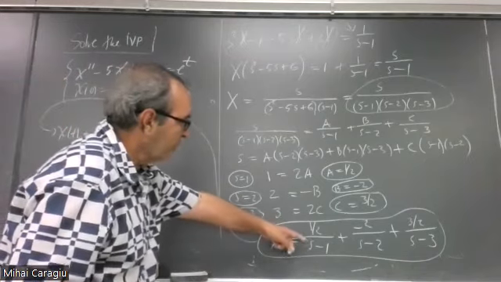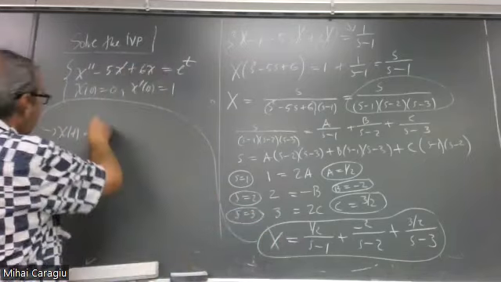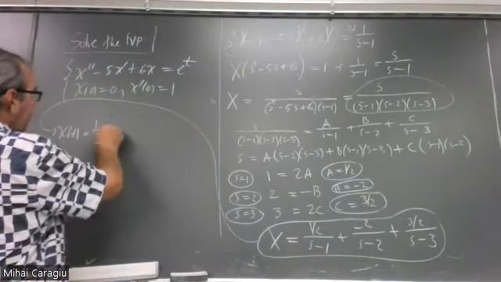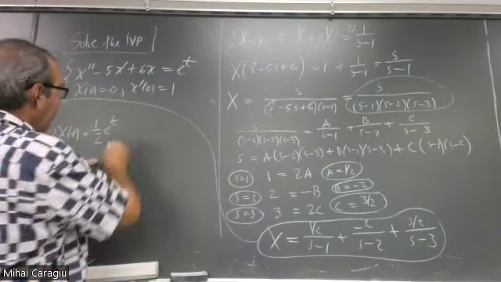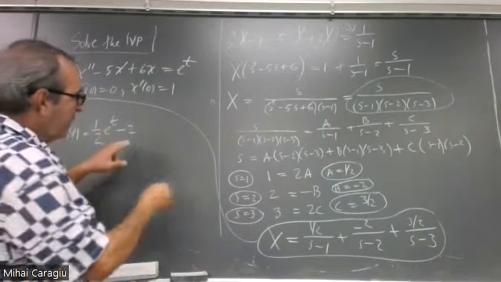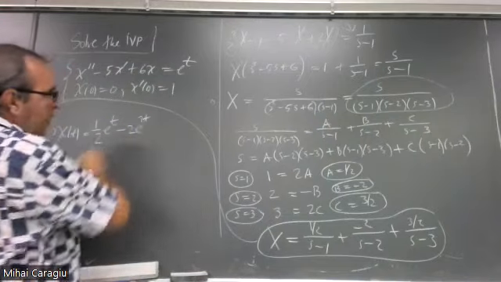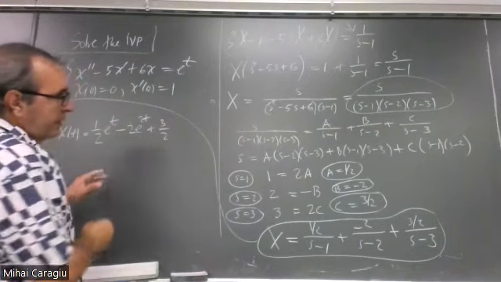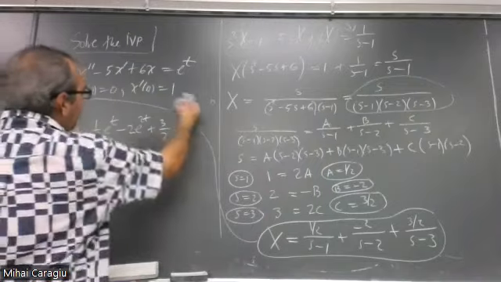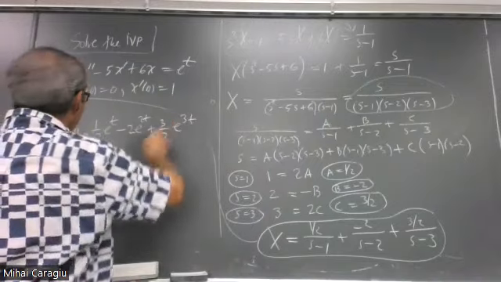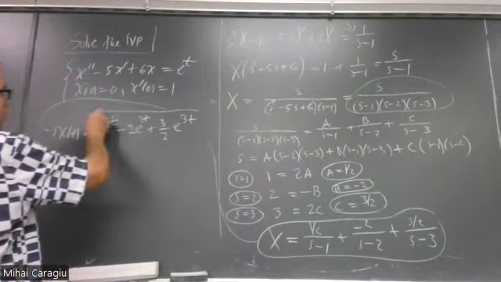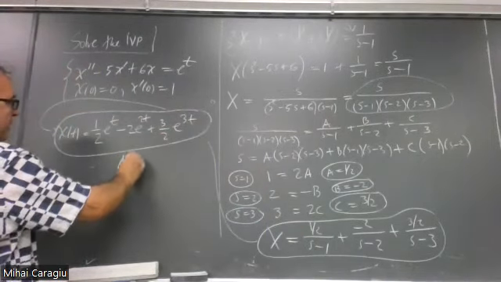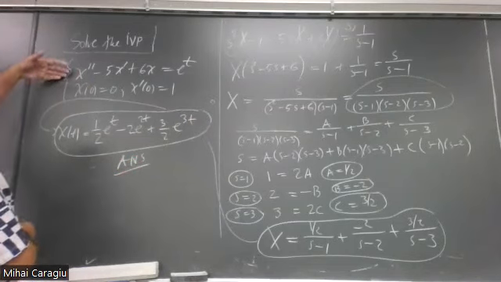Let's transform 1 over 2 over s minus 1. 1 over 2 is a constant. The transform of 1 over s minus 1 is e to the power t. Minus 2, the transform of 1 over s minus 2 is e to the power 2t. Plus 3 halves is a constant. The inverse transform of 1 over s minus 3 is e to the power 3t. So we got a solution of the differential equation, this initial value problem.